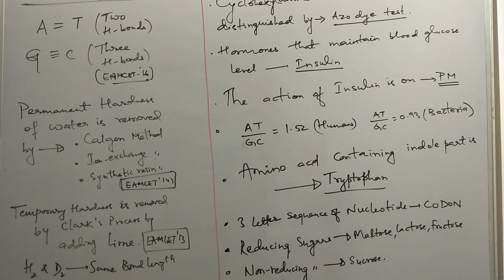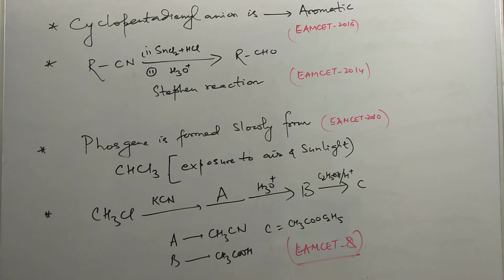Reducing sugars: the sugars which are able to reduce Fehling's solution, Benedict's solution and Tollens' reagent are called reducing sugars. Glucose, fructose, lactose and maltose are all reducing sugars, but one important example of a non-reducing sugar is sucrose. Cyclopentadienyl anion is aromatic. This was asked in EAMCET 2016.